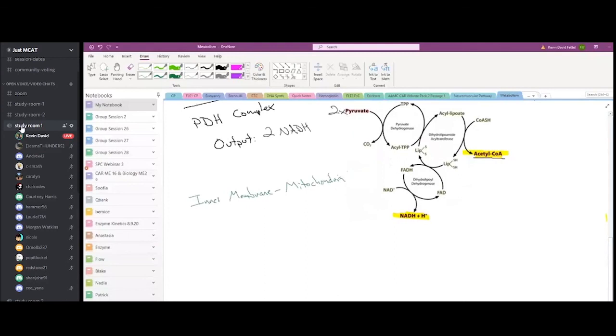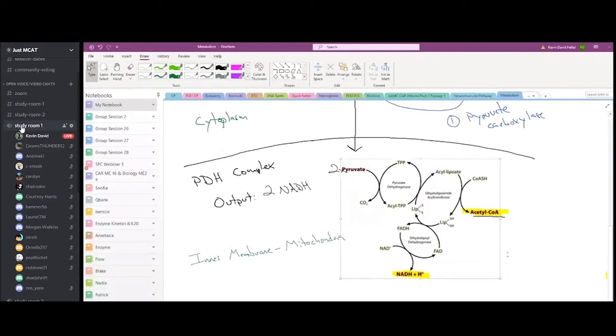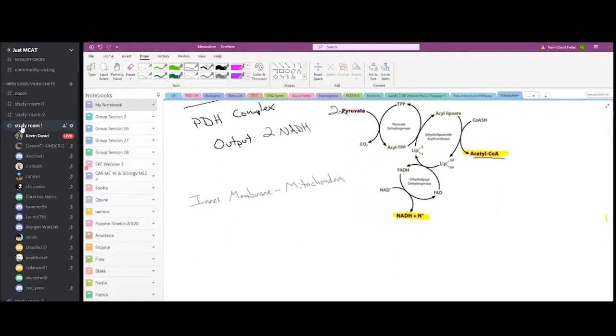And then once we have the acetyl CoA, should we try to orientate this? Can we switch this? Can we kind of program, please work? Does it allow us to rotate it? It doesn't. That's all right. I know it's not that cool of a program, but that's all right.